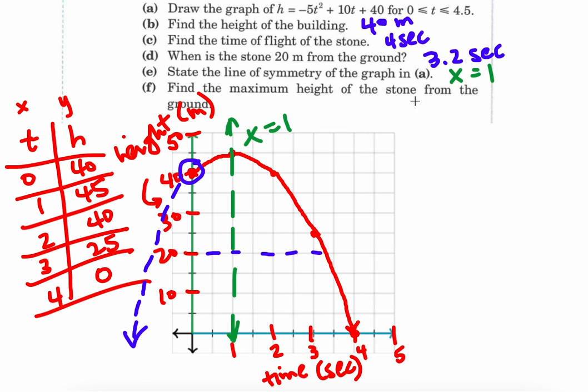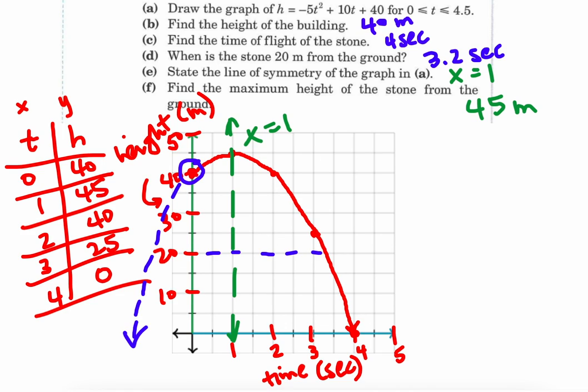Find the maximum height of the stone from the ground. Okay, well, at first the stone was at 40 meters from the ground because that's literally where it started at the height of the building. And then we threw it up. The highest point was right here between 40 and 50. So it was at the highest point 45 meters off from the ground.